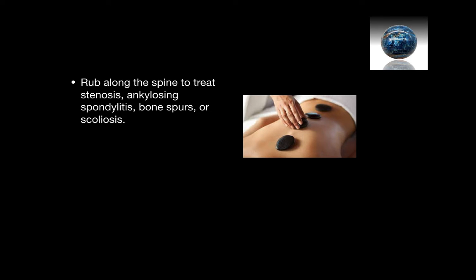You can rub apatite along the spine to strengthen the bones of the spine and treat narrowing of the spine, ankylosing spondylitis, which I believe is a genetically inherited degenerative disc disease, bone spurs, as well as curvature of the spine, which is also usually present in childhood.